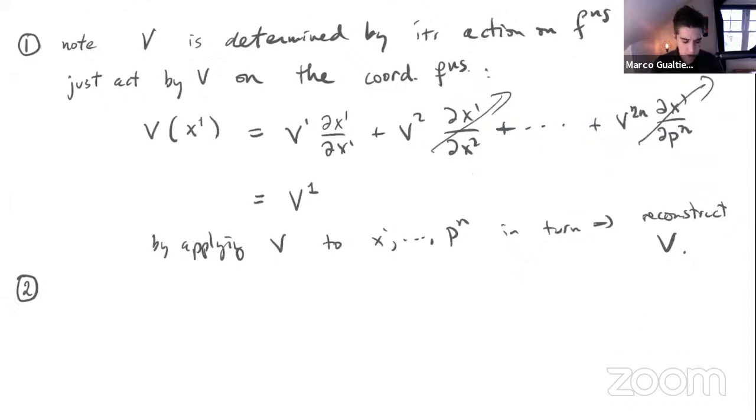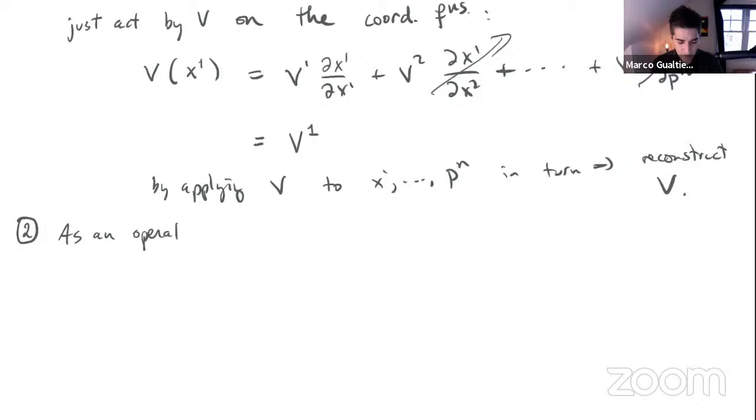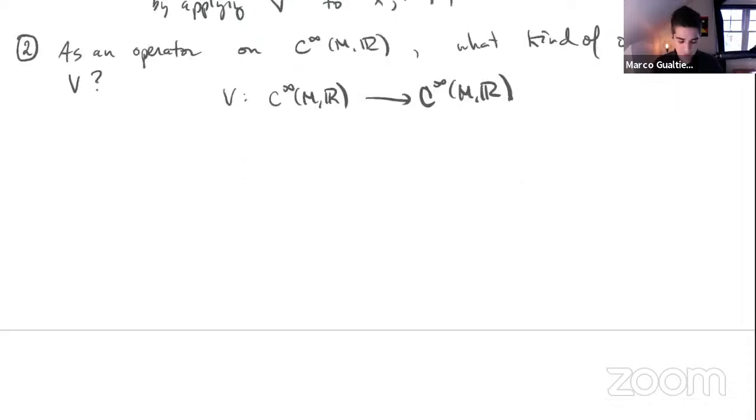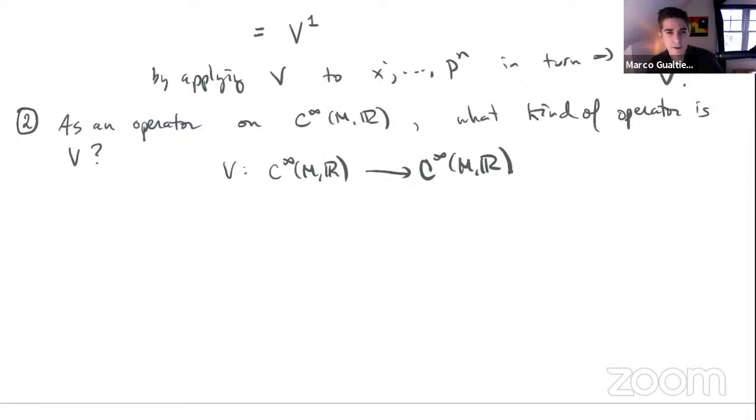The second thing is, as an operator on functions, what kind of operator is v? Okay, so we know that v allows you to differentiate a function and get another function. So it's a map from the functions on phase space to functions on phase space. And the question is, what kind of a map is it? What kind of an operator is it? Well, maybe the kind of obvious thing to say is that it's a first order differential operator. I mean, you're taking derivatives. You're taking a single derivative, essentially. You don't see a d squared by dx dy. It's just a first order differential operator.